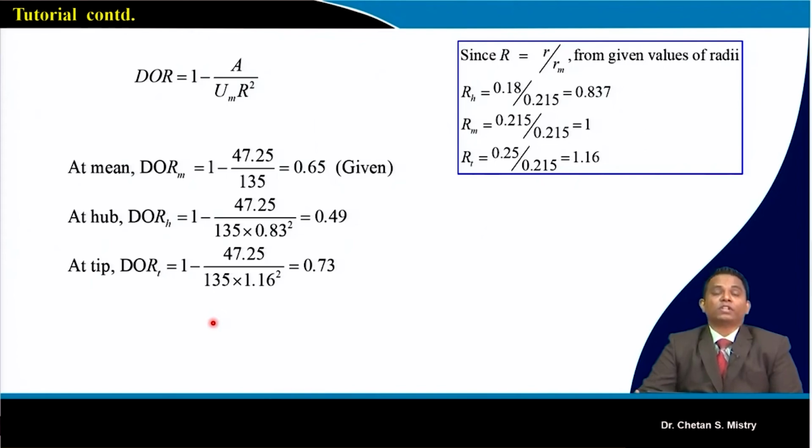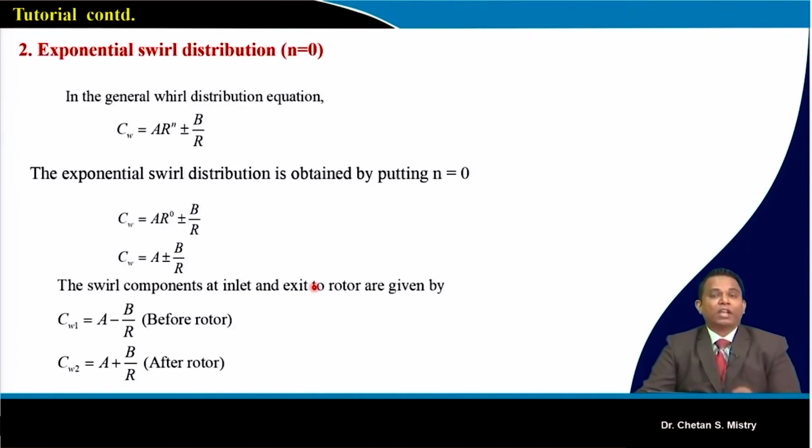So this is all the calculation when we consider our free vortex configuration, in which our axial velocity is constant, and my degree of reaction varies from 0.49 at the hub to 0.73 at the tip. Now what next is asked of us is to consider exponential swirl velocity distribution.